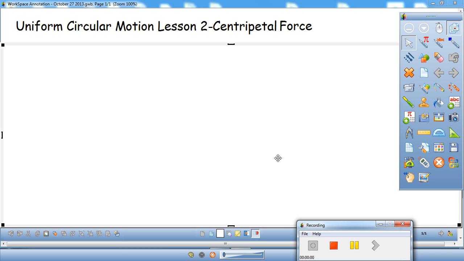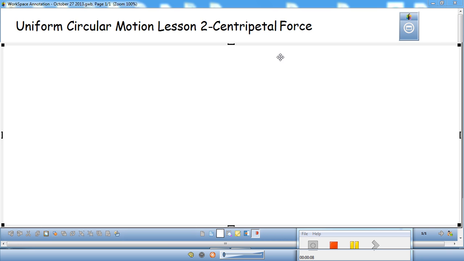Okay, welcome back, class. Today's lesson is on centripetal force. But before we go on to centripetal force, let's review what you should have already studied about uniform circular motion. This is the second uniform circular motion lesson.